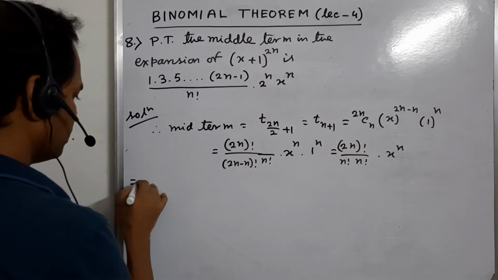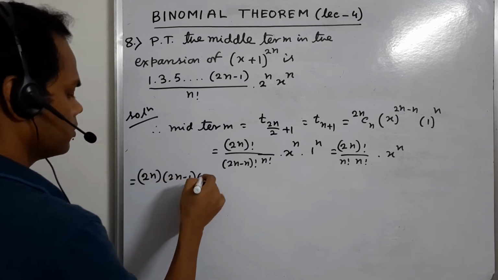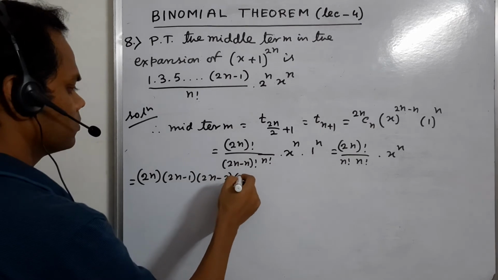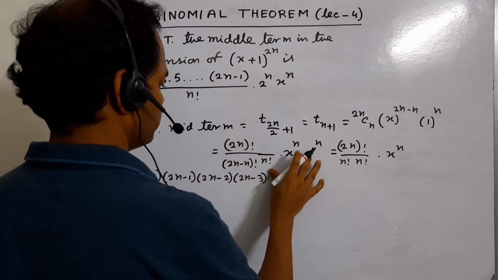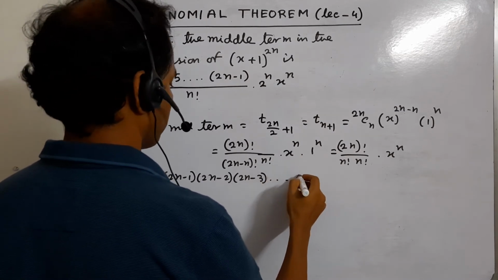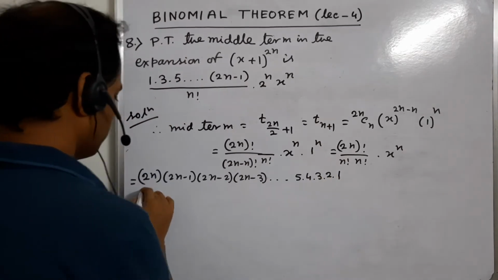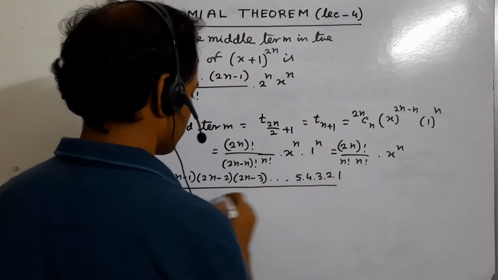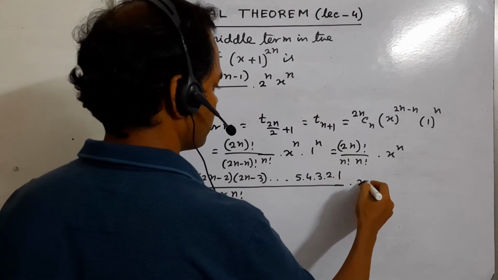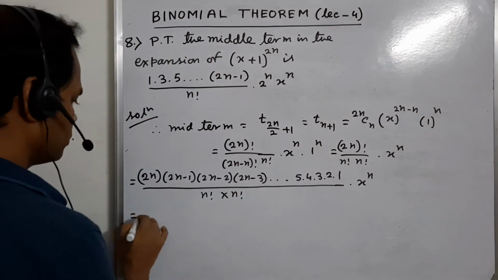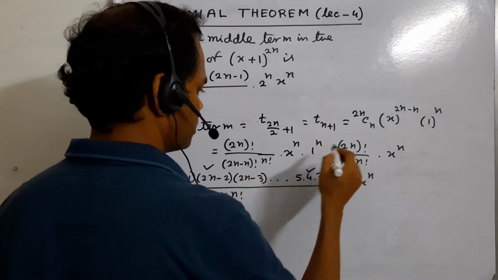So 2n factorial can be written as 2n, 2n minus 1, 2n minus 2, 2n minus 3, and so on, down to 5 into 4 into 3 into 2 into 1, by n factorial into n factorial into x to the power n. So this is an even number, this is an even number.